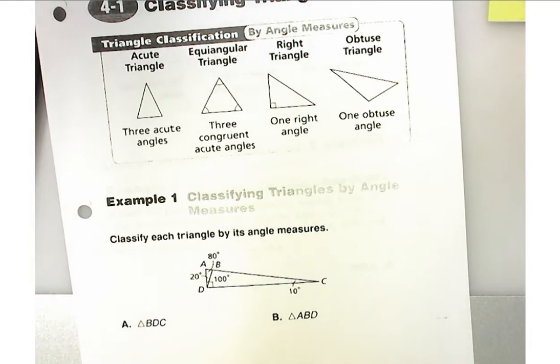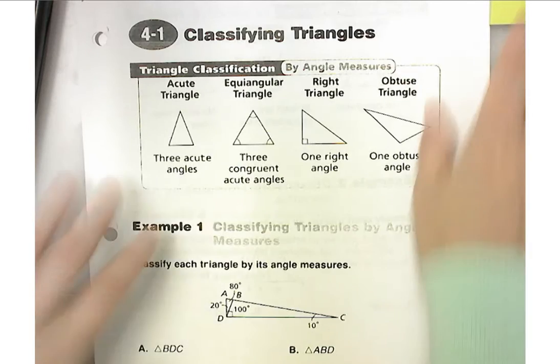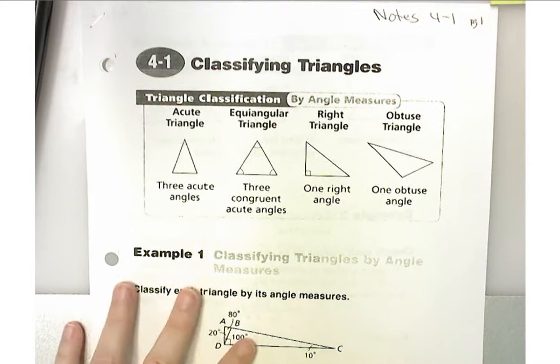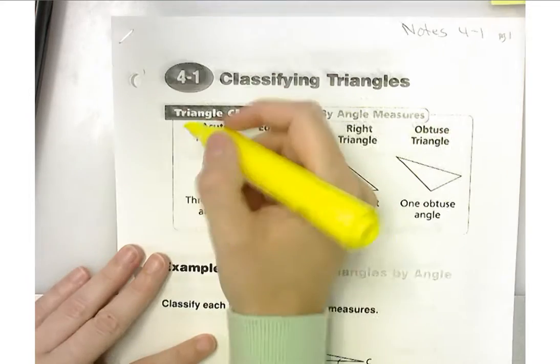Alright, so the first thing we're going to learn about today is classifying triangles. And you have a little chart here, so we are going to use our highlighter and do some classifications. So the first type is an acute triangle. When you have an acute triangle, Ziggy, what do we know about an acute triangle? The angles are going to be less than 90 degrees.